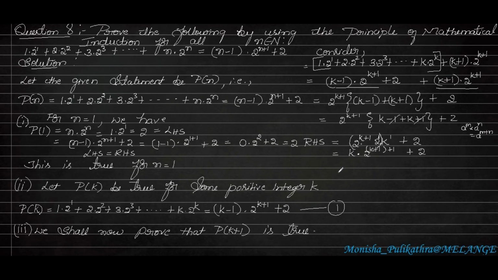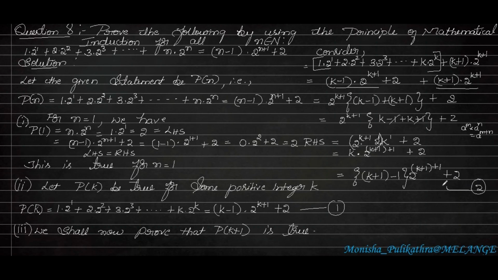So next, I'll be writing it in the form of k plus 1 minus 1. This k I will be writing in the form of k plus 1 minus 1, because k plus 1 minus 1, plus and minus cancel and k will be remaining. So k plus 1 minus 1 and then 2 to the power of k plus 1 and plus 2. So let this be equation number 2.